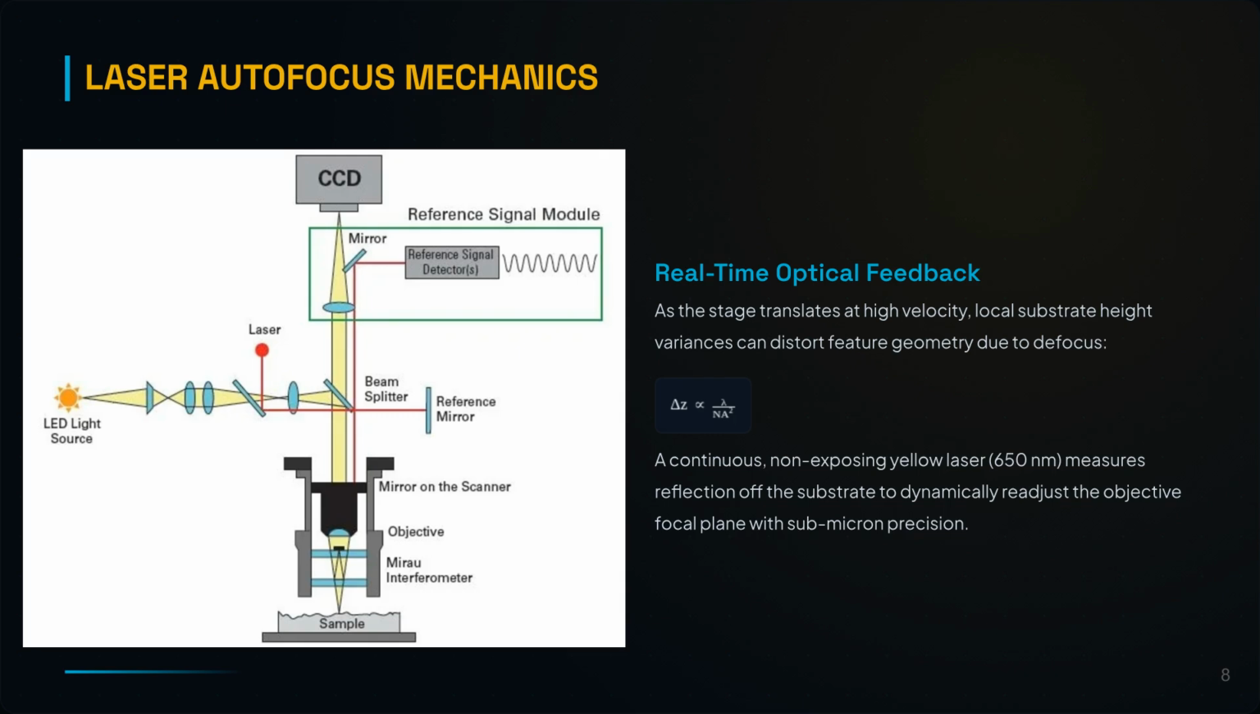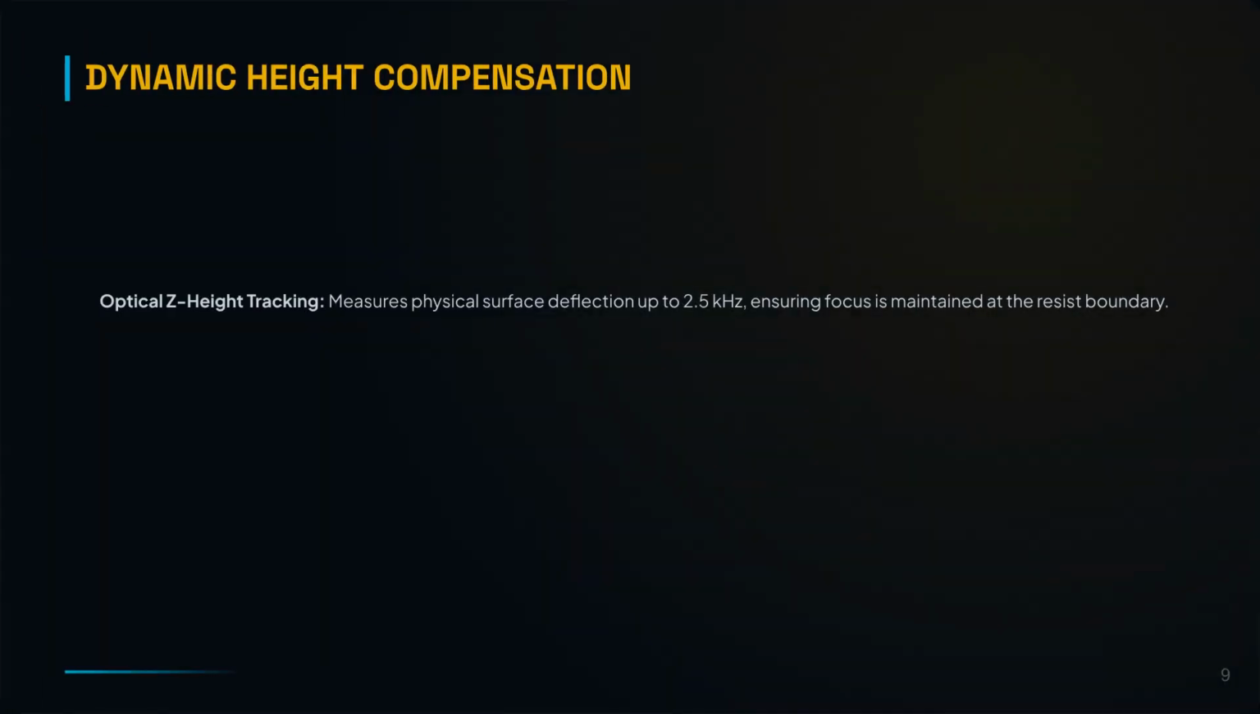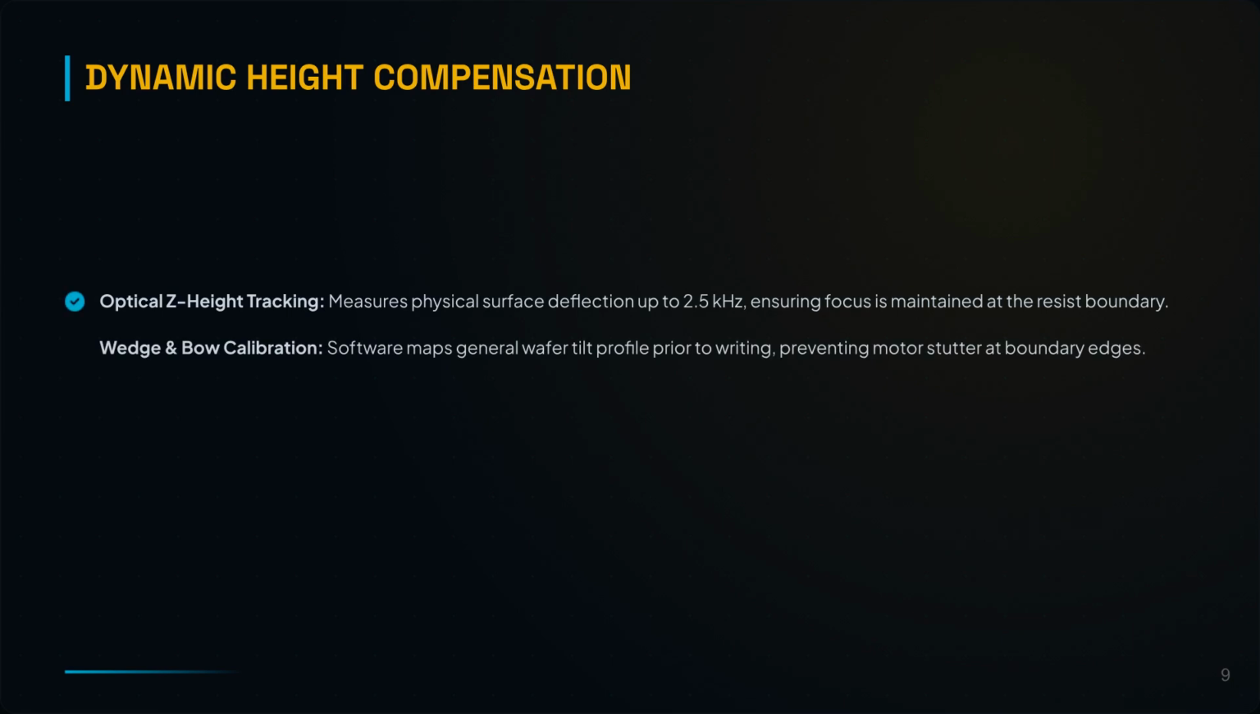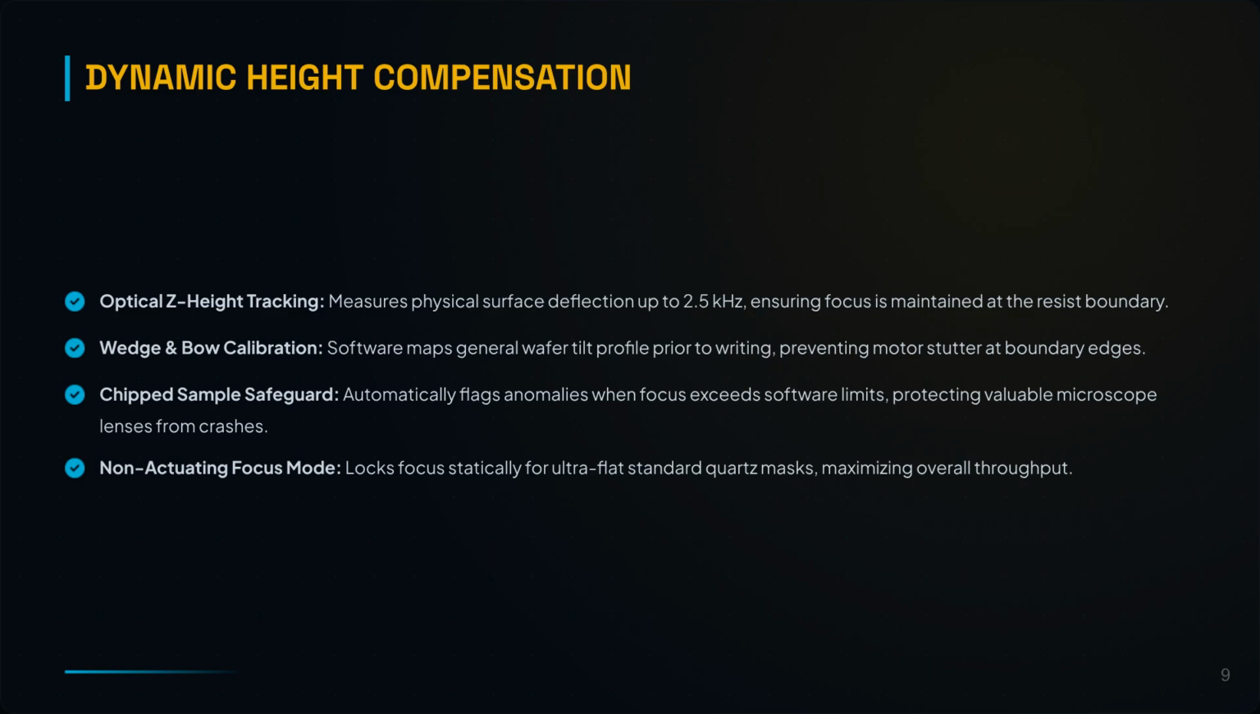To maintain precision, the system employs laser autofocus. A non-exposing 650 nanometers laser continuously measures substrate reflection to dynamically adjust the objective's focal plane in real time. Dynamic height compensation is crucial. This includes Z-height tracking, wedge and bow calibration, safeguards for chipped samples, and a static mode for ultra-flat quartz masks.